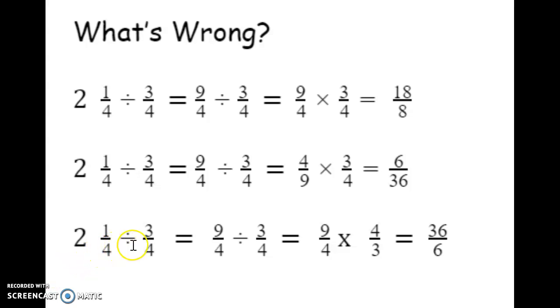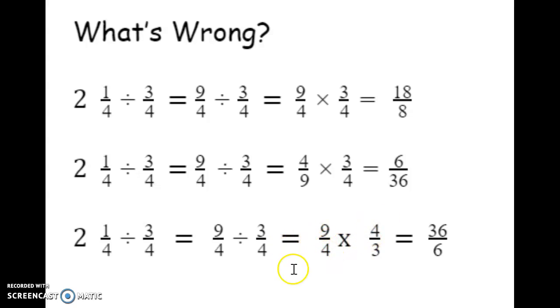2 1/4 divided by 3/4. 2 1/4 became 9/4. That looks good. The division sign is the division sign, and 3/4 is 3/4. It looks like our first step looks good. Let's move on to our second step. 9/4 became 9/4. Our division sign became our multiplication sign. That looks good. And 3/4 became 4/3. That part looked good. Let's see what happened with the rest of the problem.